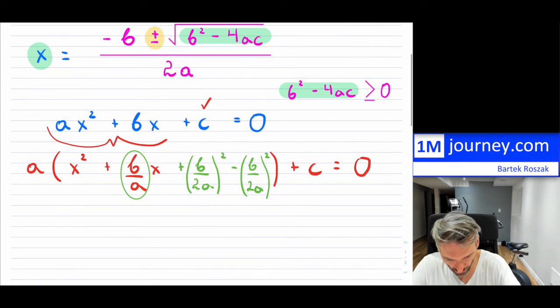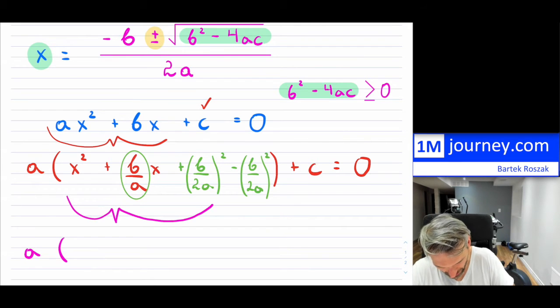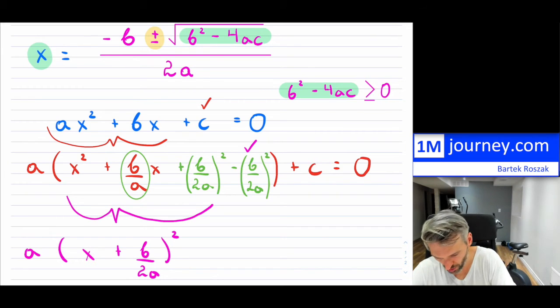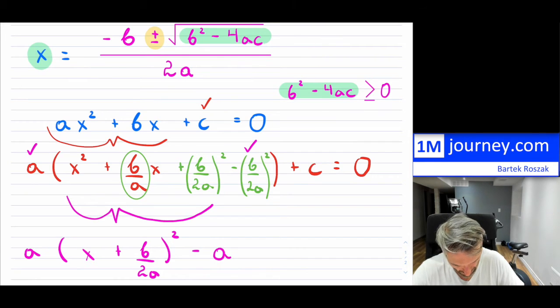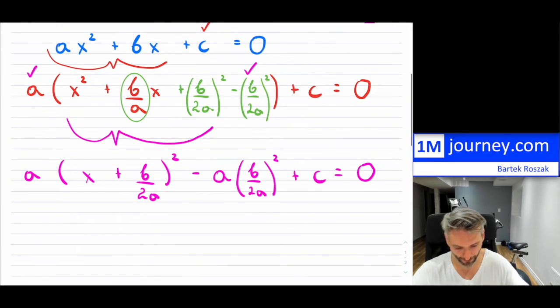Now, it looks a little complicated, but this right here is a perfect square now. And since this is a perfect square, I have this a in front, and it's going to be x plus b over 2a squared. So that's that. This other term, don't forget, I have to multiply it by a. So I'm going to have minus a times b over 2a squared, plus my c, which is still remaining. And this is what I have right there.